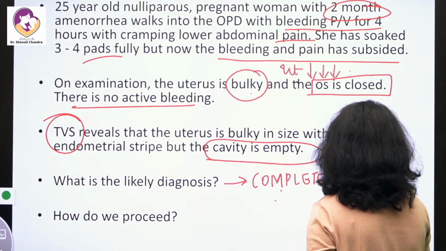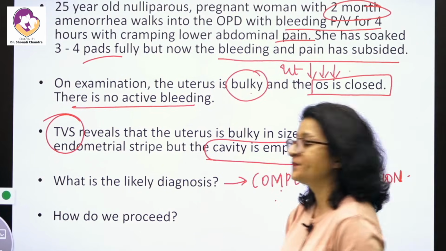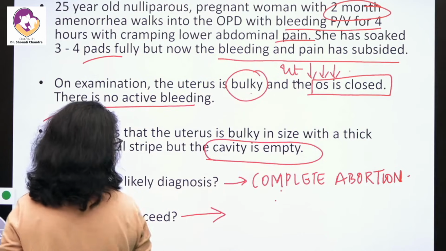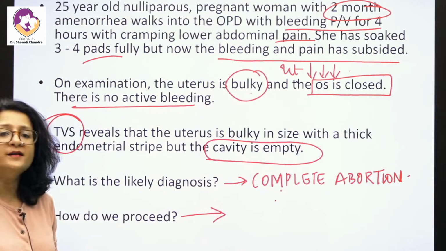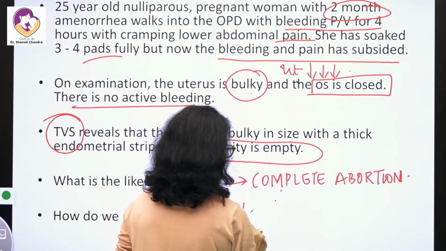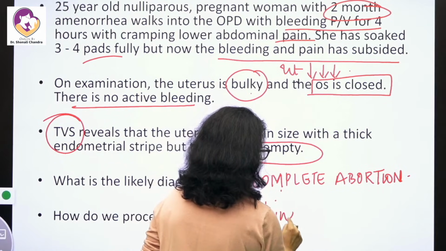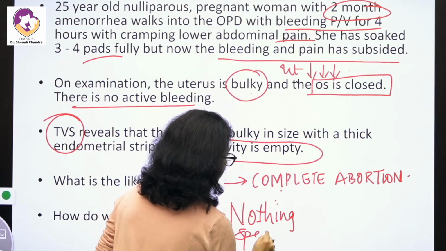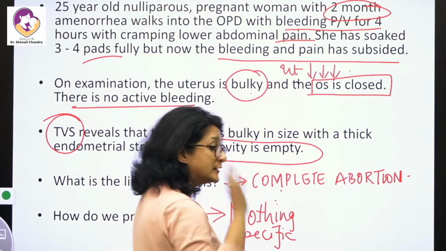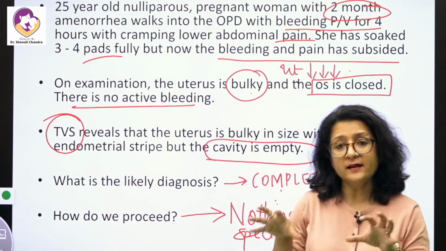So complete spontaneous abortion. How do we proceed? Do we need to do anything else? Nothing specific needs to be done. Okay. So for her current condition, nothing needs to be done.